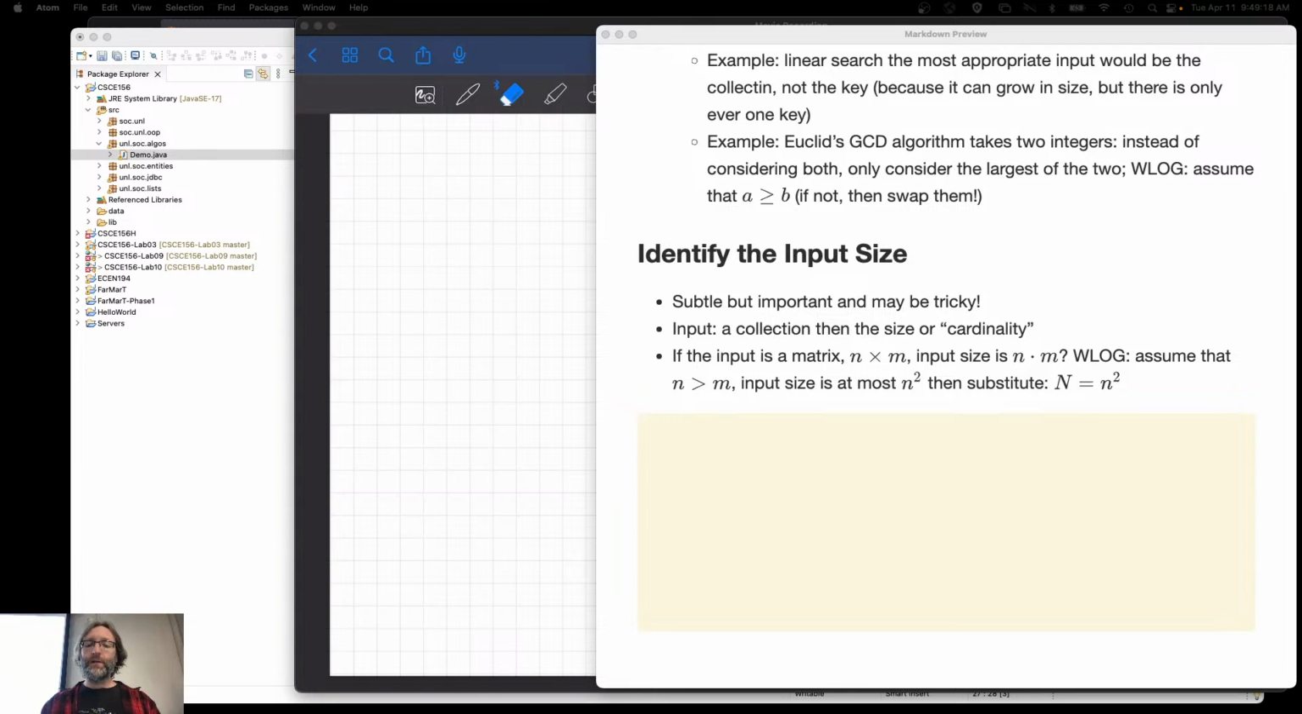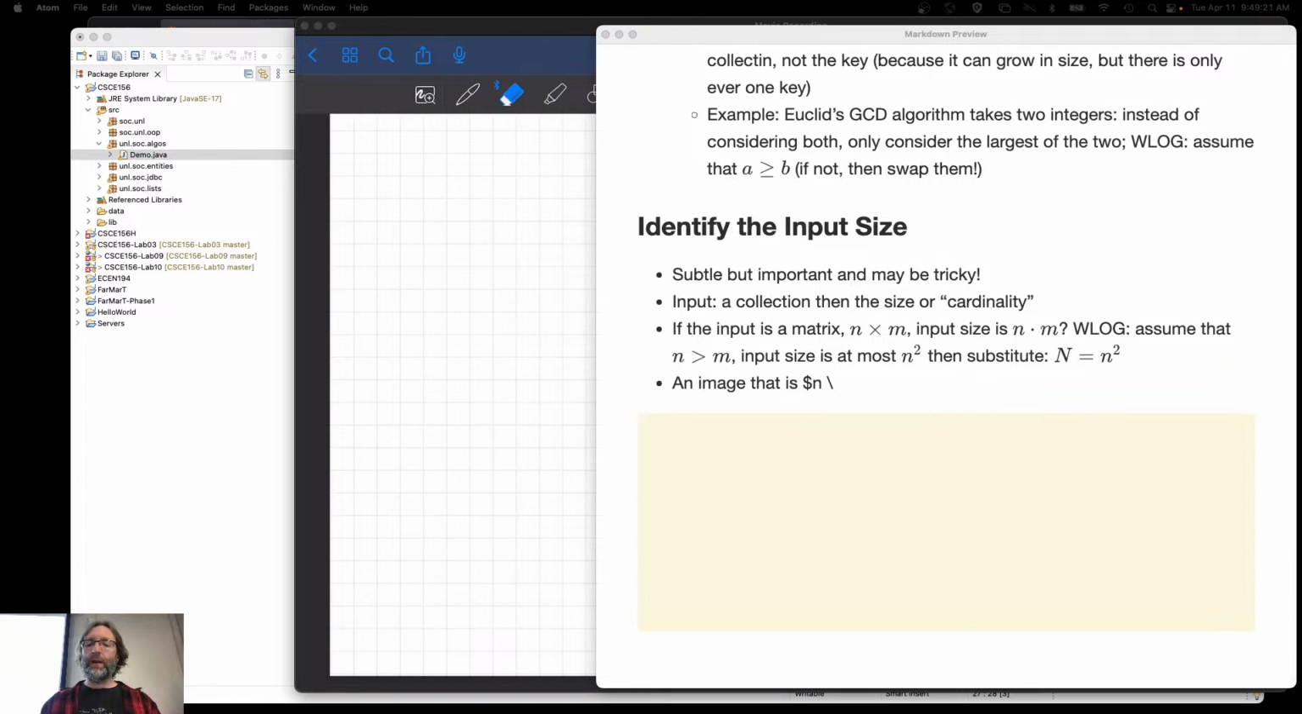What about an image that is n by m pixels? Same argument. Just make it a square image, because if it's a rectangular image, pad it out with a bunch of black dots. So now it's a square image, n by n. And now you just say, well, how many total are there? There are n squared. Just call that your input, N. If it's 1,000,000 by 1,000,000, what's 1,000,000 times 1,000,000? A trillion. Just one number, just one value.